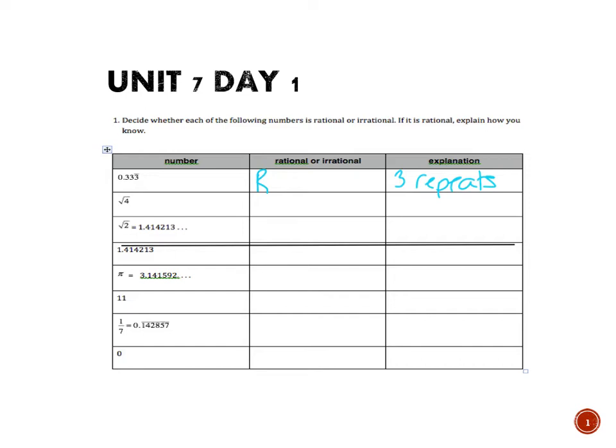Square root 4, if I put it in my calculator, second, x squared, 4, square root 4 equals 2. It's a perfect square, so it's rational. And then square root 2 equals 1.414213, and so forth. We know that it's a non-perfect square because it's not a whole number, so it's going to be irrational. Non-perfect square.